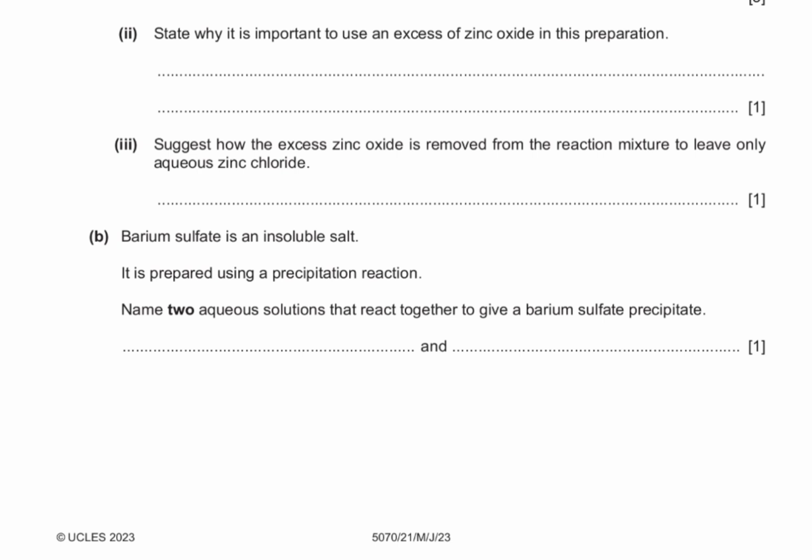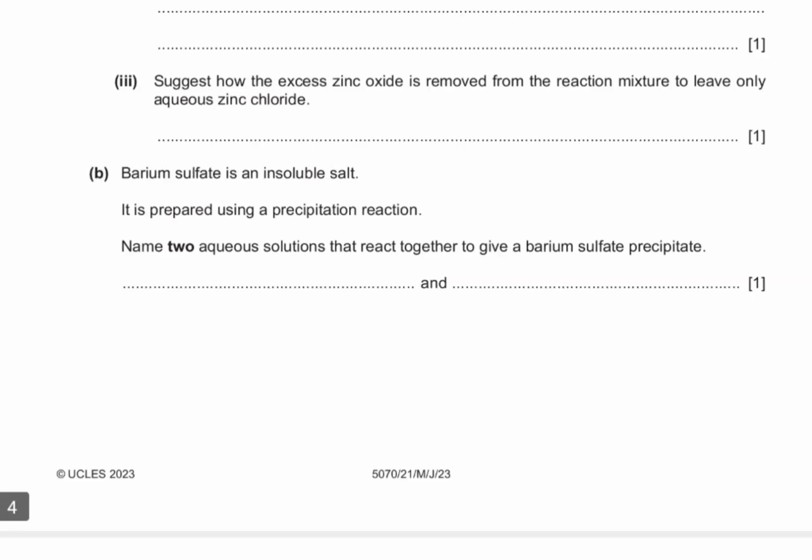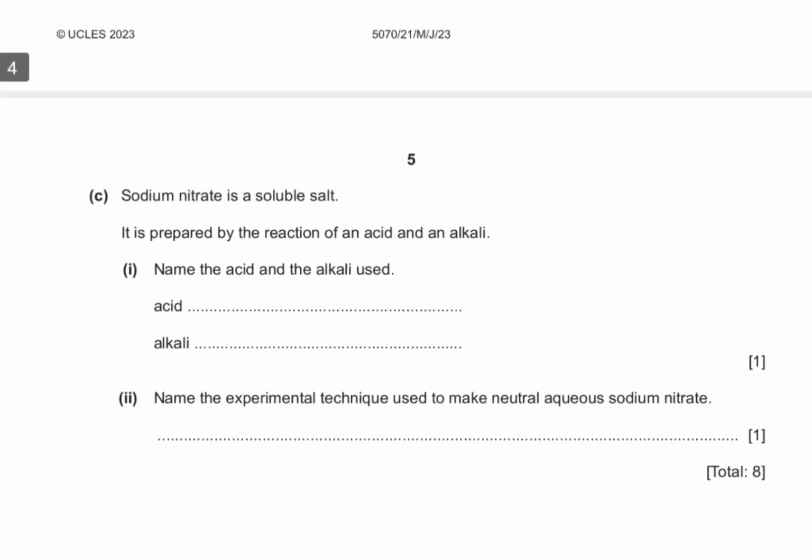Barium nitrate or barium chloride, whatever you want to use, you have to react it with any soluble sulfate. So it will give you the result, right? Barium sulfate, and any of the soluble sulfates you can pick here. Sodium nitrate is a soluble salt.